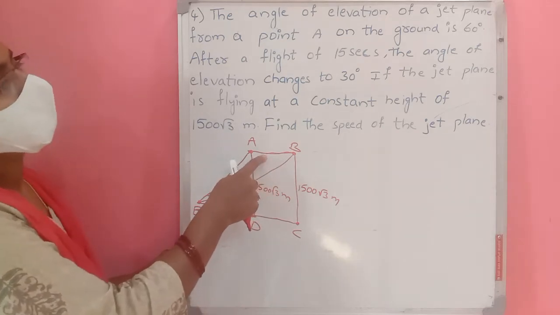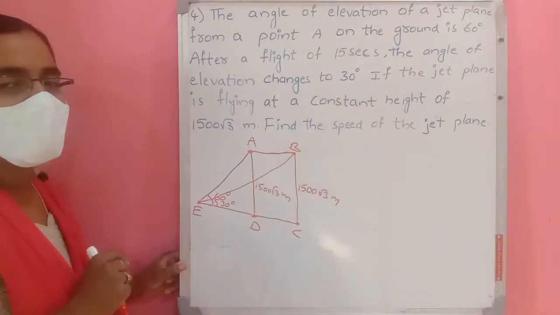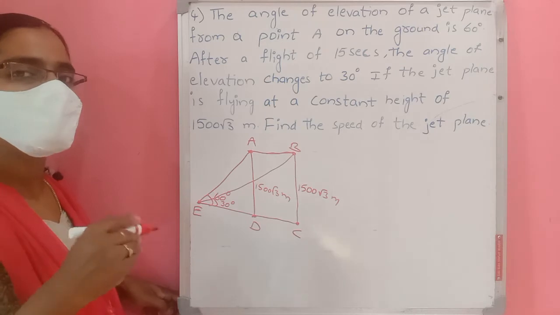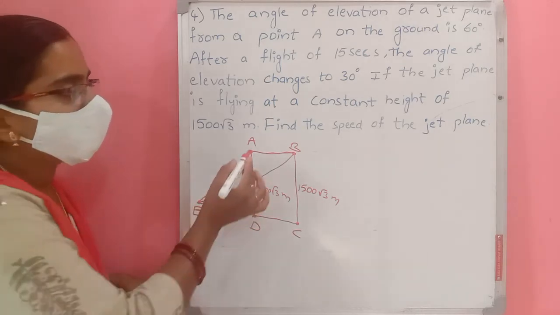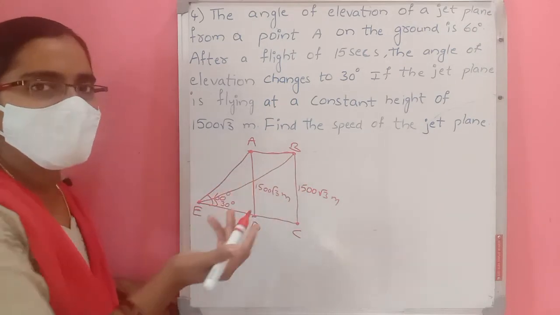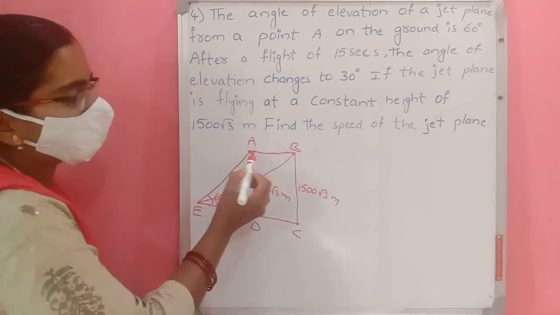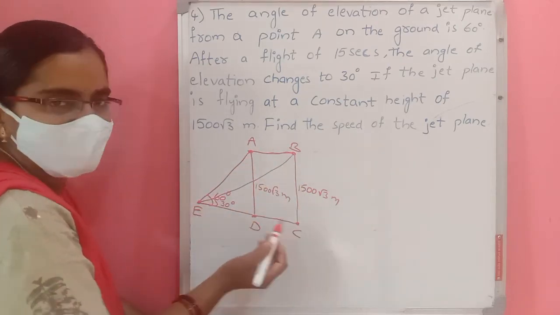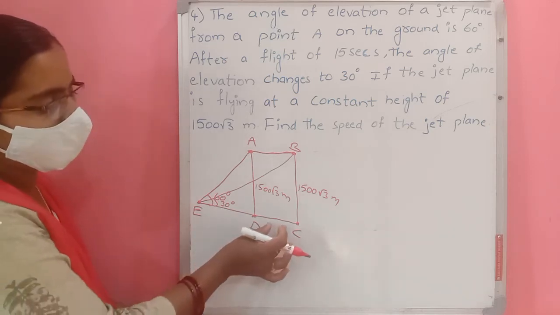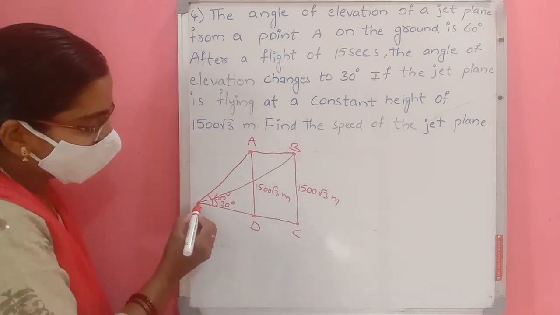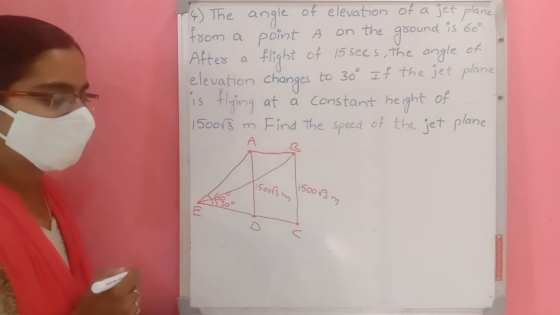We know the time. What is speed? Speed equals distance by time. So we know the time. If we know the distance, we can find its speed. So this AB distance we have to find out. This AB distance is equal to DC distance. We won't get DC distance directly. That's why first we have to find out the EC distance.